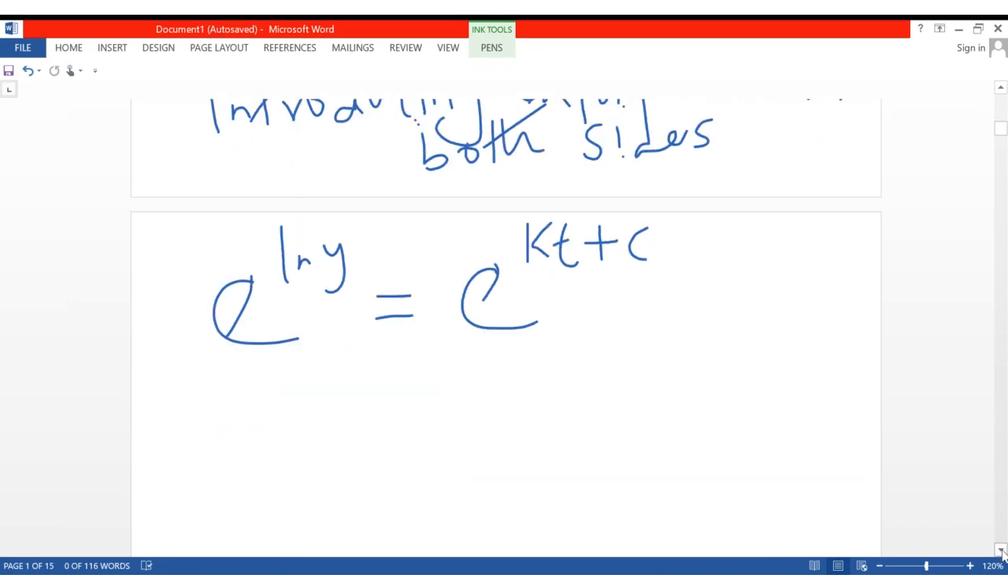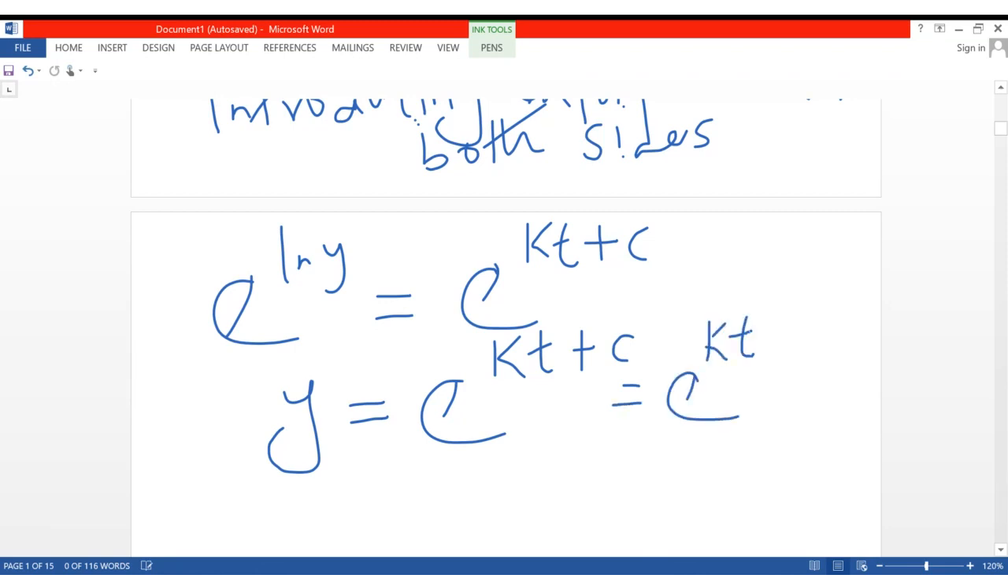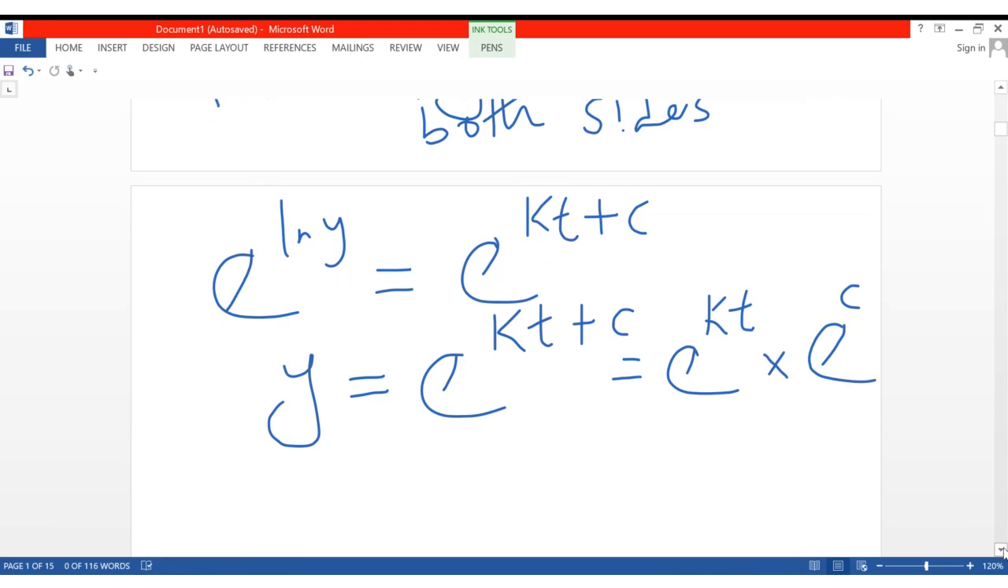Now we had said e to the ln y, we shall end up just with the y on this side. This other side we shall end up with e to the kt plus c. But we had said we can use the laws of what? Laws of indices. When you have plus in the power, it's the same as multiplying, so it's e to the kt times e to the c. So remember laws of indices. I can go back to the same base, so that means I'm multiplying with e to the c. So we just separate the two.